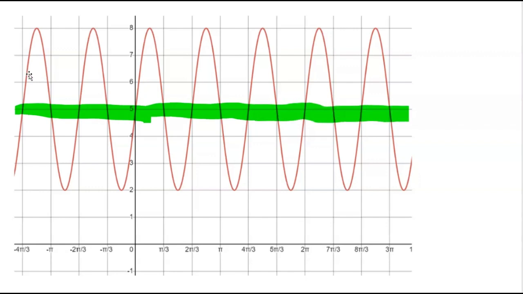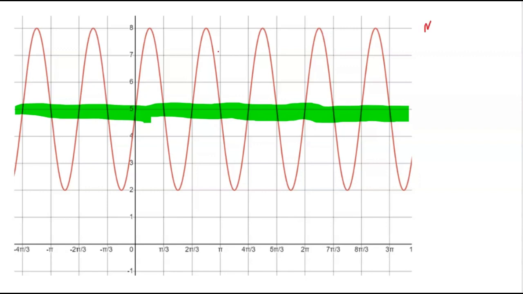All right, the amplitude is going to be how much we go up or down from that midline. So we go up 3 to 8, down 3 to 2. That's also half the distance between your min and max. My max is 8. My min is 2. That's a distance of 6. Half of 6 is 3, so my amplitude is 3.